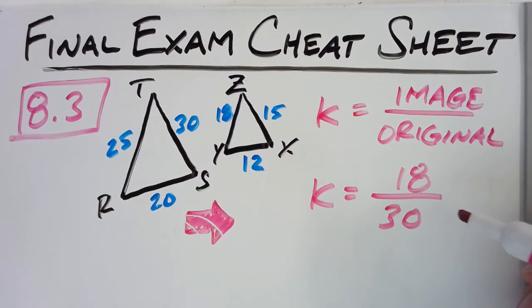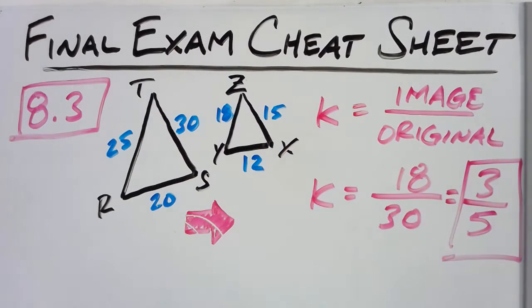The last thing you're just going to be asked to do here is to simplify. 6 goes into top and bottom in this fraction. 6 goes into 18 3 times. 6 goes into 30 5 times. This is my fully reduced scale factor k, 3/5.